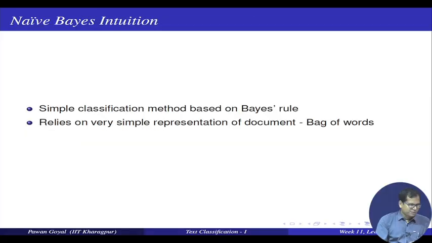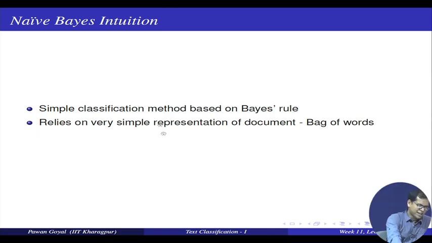So what is the naive Bayes model? It uses Bayes rule to classify a text into certain classes. It relies on a very simple representation of a document, that is bag of words. By now you understand what a bag of words model is. You are given a piece of text. In the bag of words model, the order in which the words occur in the document does not matter. What matters is what all words are there. So it is like a set of words. That is the bag of words assumption. Now what are the other assumptions that the naive Bayes model uses? Let us see that model in detail.